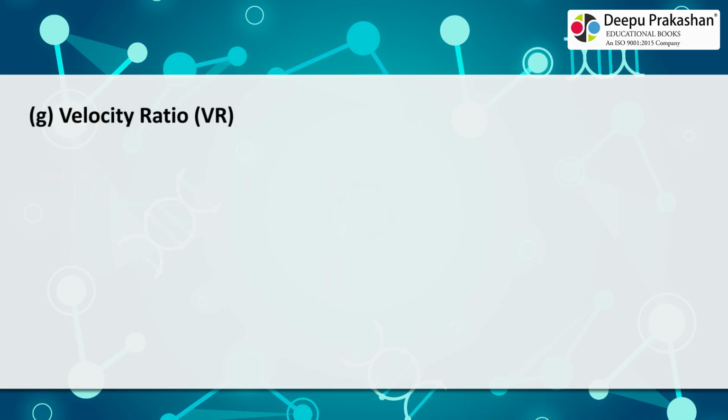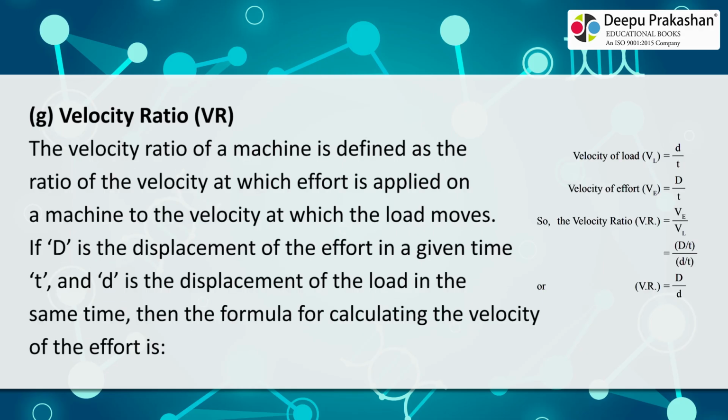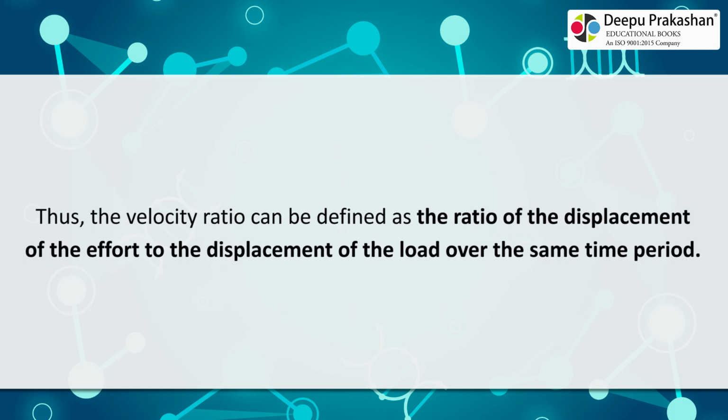G. Velocity ratio, VR. The velocity ratio of a machine is defined as the ratio of the velocity at which effort is applied on a machine to the velocity at which the load moves. If d is the displacement of the effort in a given time, t, and d is the displacement of the load in the same time, then the formula for calculating the velocity of the effort is given. Thus, the velocity ratio can be defined as the ratio of the displacement of the effort to the displacement of the load over the same time period.